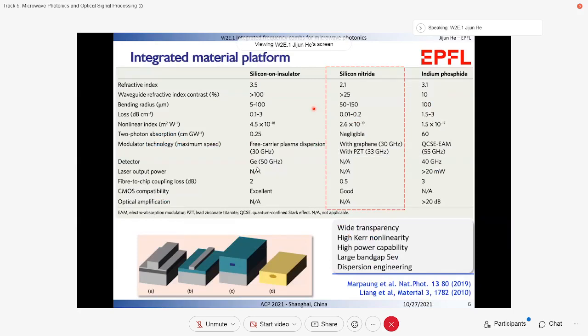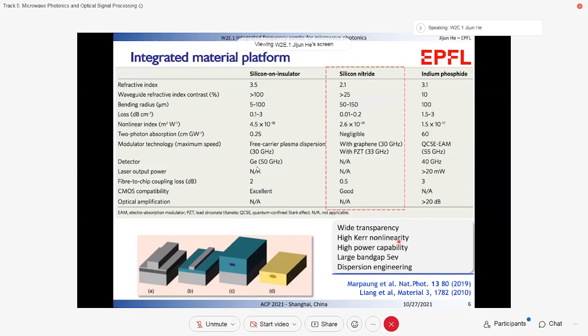So this slide lists the three mostly used material platforms for integrated photonics. So they are silicon on insulator, silicon nitride, and indium phosphide. Among them, silicon nitride features several advantages, which makes it an ideal platform for microcomb generation. For example, it has a large band gap of 5 electron volts, which means that the two-photon absorption is negligible at the communication wavelengths. And also it is wide transparent from the visible to infrared, and also it has high power handling capability.